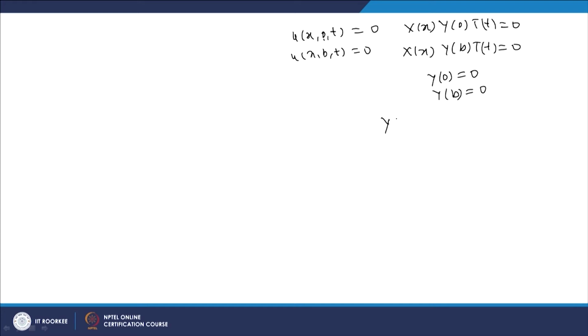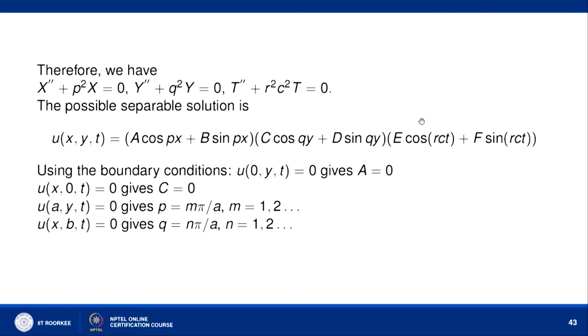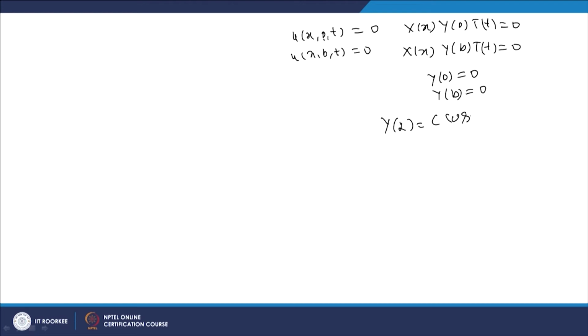So this implies that Y(0) is equal to 0 and Y(b) equal to 0. Now what is your Y(y) here? We have written here C cos qy plus D sin qy, right. Now take this condition, 0 equal to C. So it means that C is coming out to be 0. Now if we take Y(b) equal to 0, it means 0 equal to D sin qb.